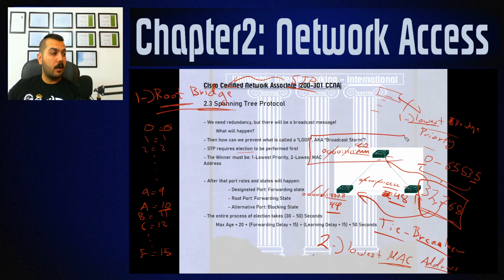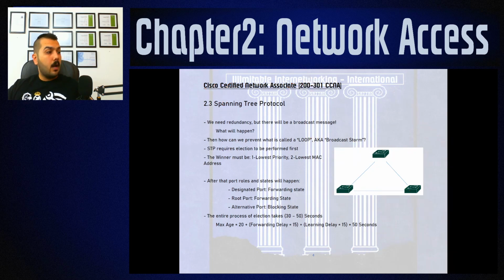I hope you have become convinced that it will be switch 1, or switch A. So switch 1 will win the election and will become our root bridge. This is only the first step of the spanning tree election process: just elect the root bridge. Okay, so I will clear all of this. Now we are convinced that this switch 1 is our root bridge.